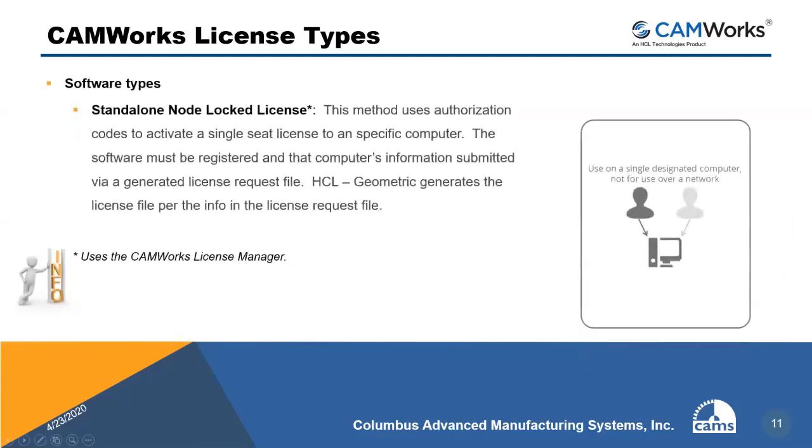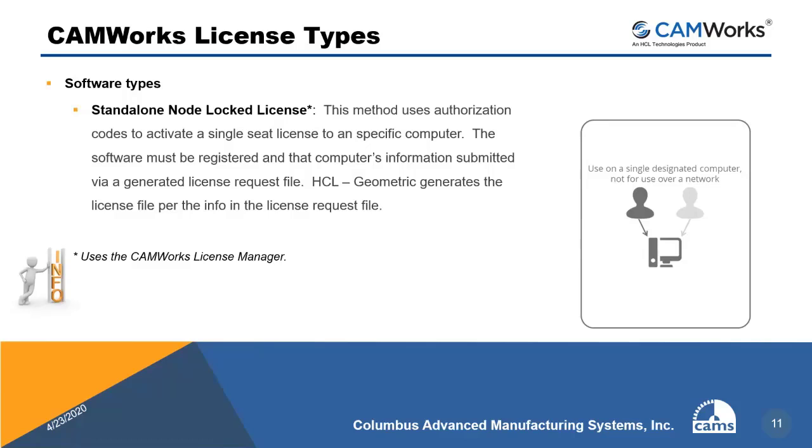Okay, the next type we have is the software type, and there are two software types of licenses we offer. One is the standalone node lock license. This method uses authorization codes to activate a single seat license to a specific computer. The software must be registered and that computer's information submitted via a generated license request file. HCL Geometric generates the license file per the info in that license request file.